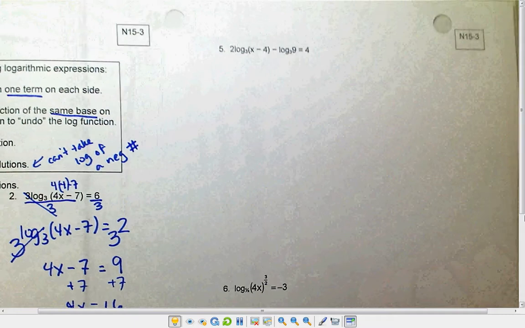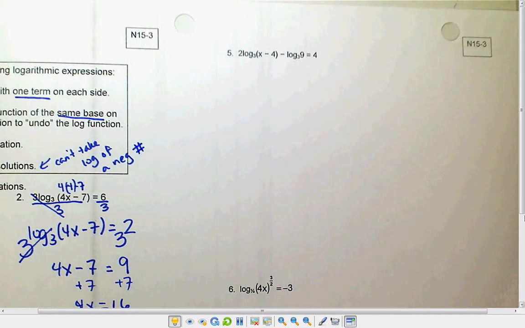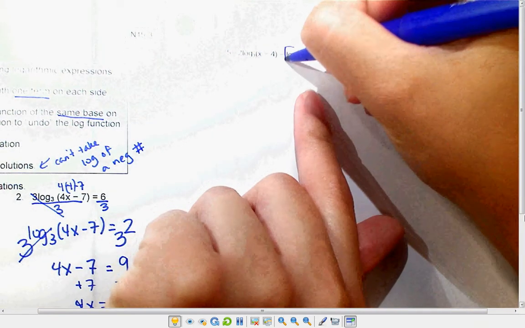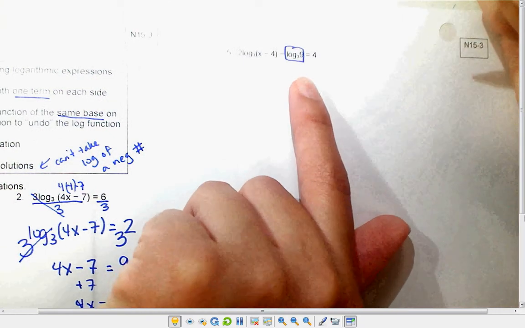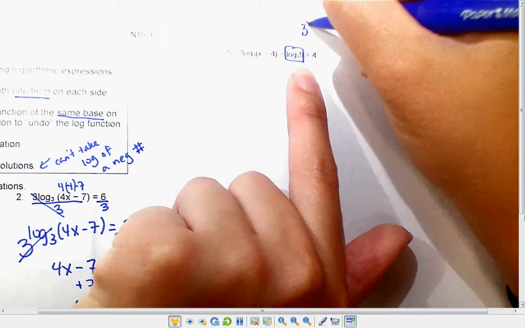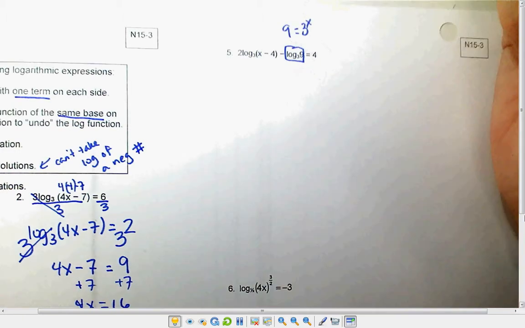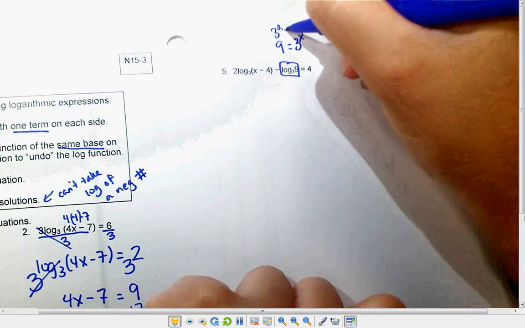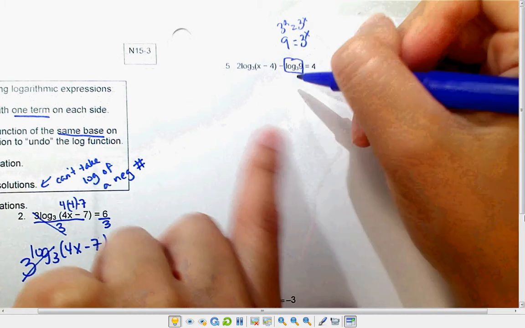Okay, let's go on to our next problem. For number 5, we have 2 log base 3 of (x minus 4) minus log base 3 of 9 equals 4. So our first step for this one, you should notice this is a log that we can actually take. This is something back from our first unit. This is asking us, our base is 3, so 3 to what power equals 9? And 3 squared is the same thing as 9. So we know that the exponent this is asking for is just 2.